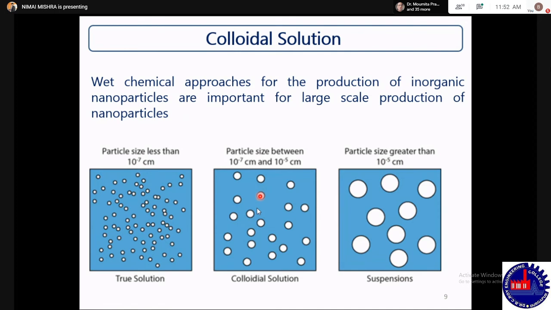In between, there is one kind of solution. They are not a true solution, they are not a suspension either, but they are stable for a long time. That's called a colloidal solution, and their particle sizes are 10 to the minus 7 to 10 to the minus 5.